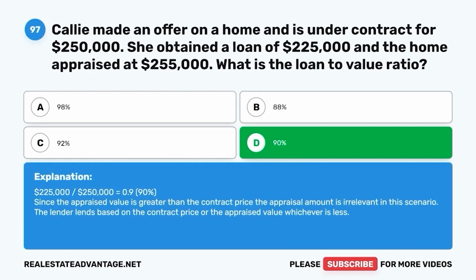$225,000 divided by $250,000 equals 0.9, 90%. Since the appraised value is greater than the contract price, the appraisal amount is irrelevant in this scenario. The lender lends based on the contract price or the appraised value, whichever is less.